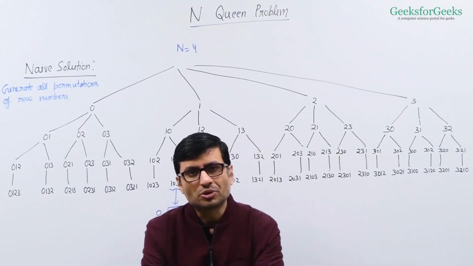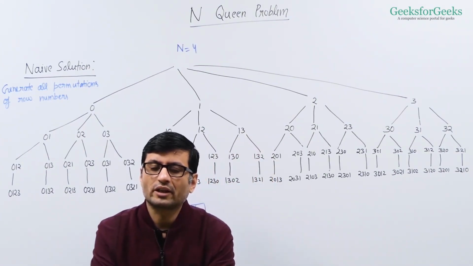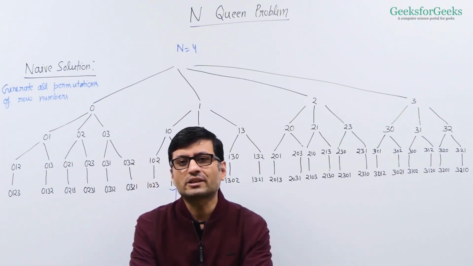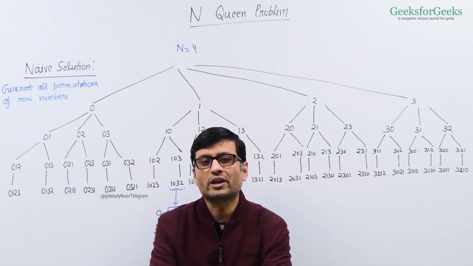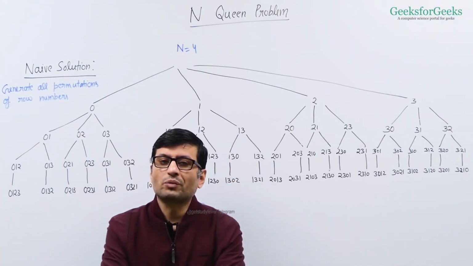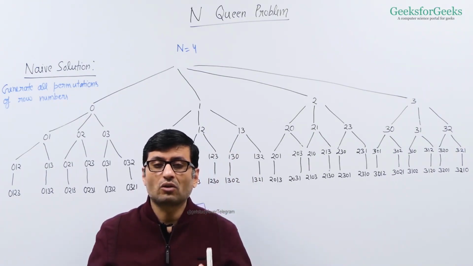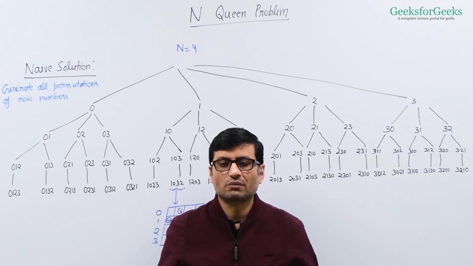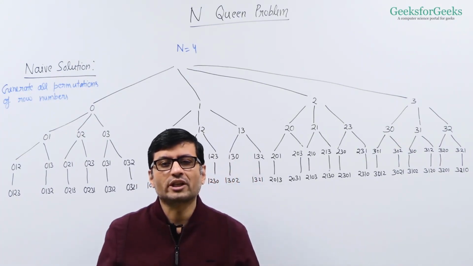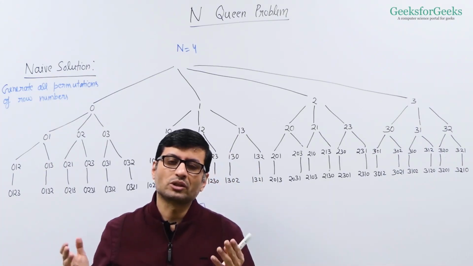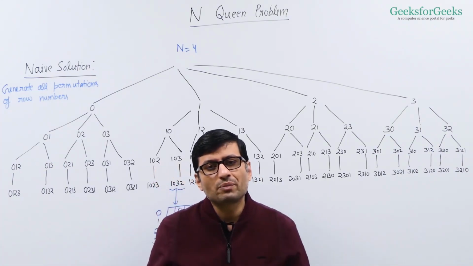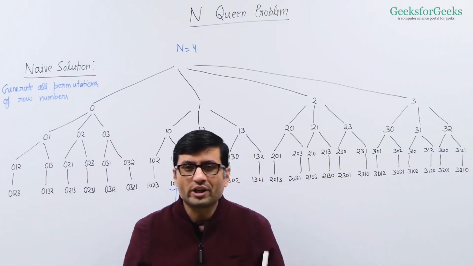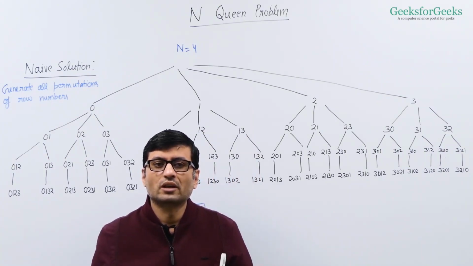A better naive solution is based on the fact that every queen is going to get placed into a different row and in a different column. So what we do is we generate all possible permutations of numbers from 0 to n minus 1. For example, if n is 4, we generate all possible permutations of 0, 1, 2, 3, right? And every permutation represents row indexes in different columns.